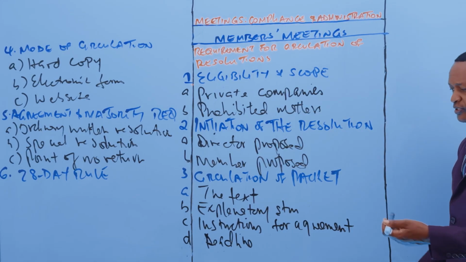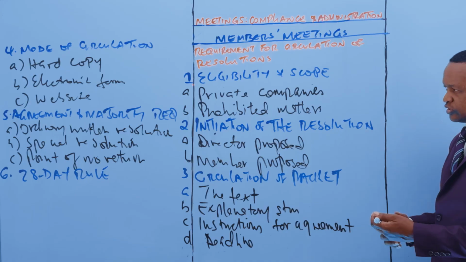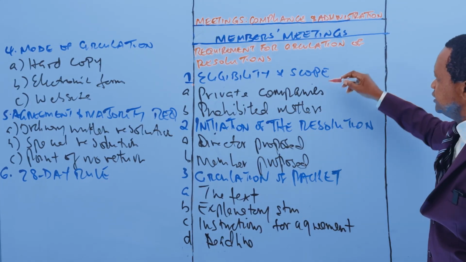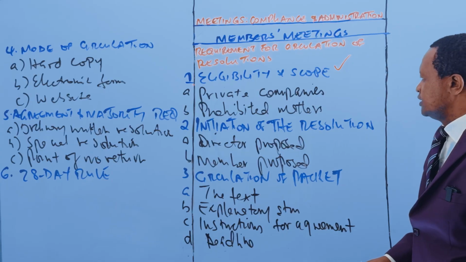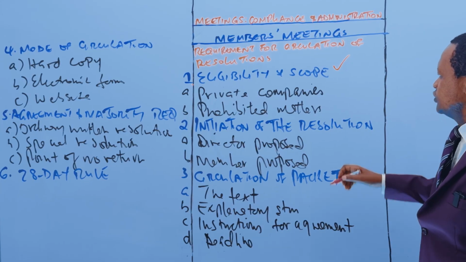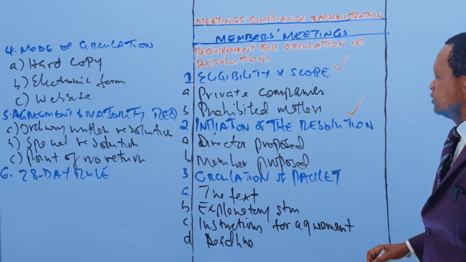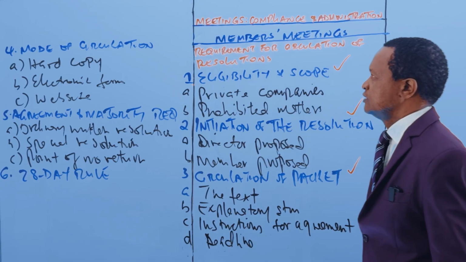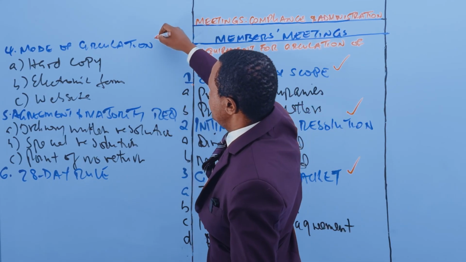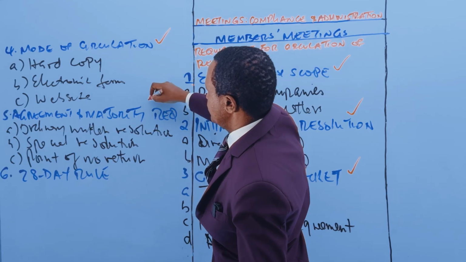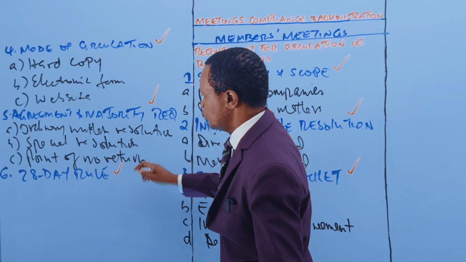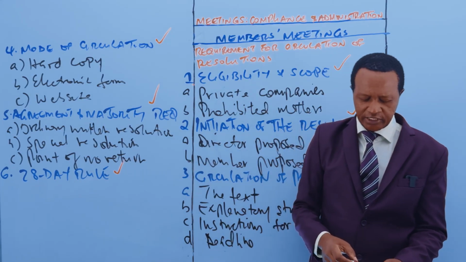So we've studied the requirements and categorized them in points: eligibility and scope, initiation of the resolution, circulation of the packet, mode of circulation, agreement and majority, and the 28-day rule. That's the end of the lesson.